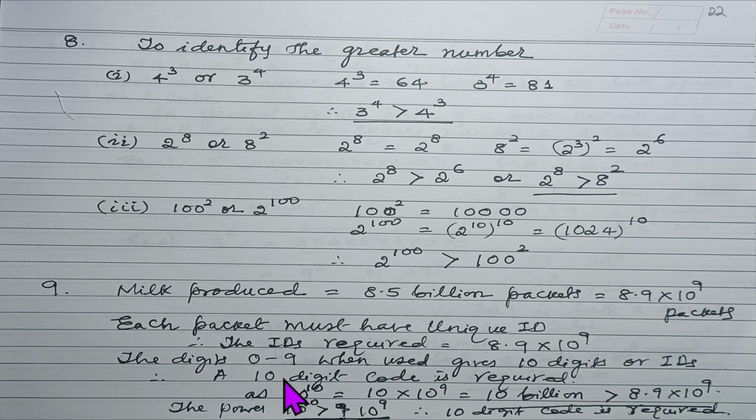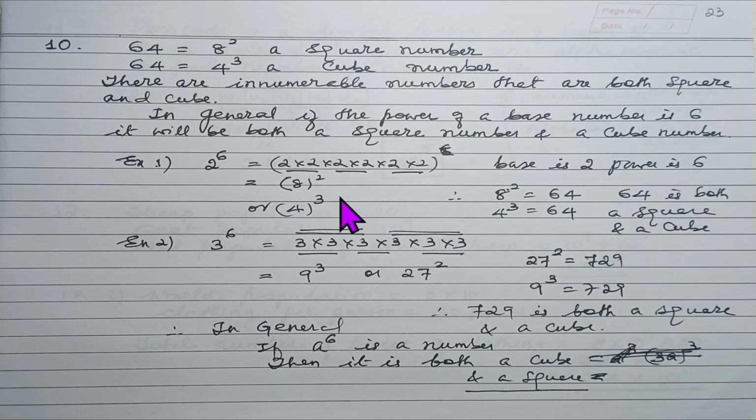So if you use a 10 digit code, we get 10 billion IDs, and 8.9 into 10 raised to 9 is definitely less than 10 billion. Therefore, if you compare the power of 10 raised to 10 and 10 raised to 9, 10 raised to 10 is greater than 10 raised to 9, therefore a 10 digit code is required to number the 8.5 billion packets of milk. Remember that.